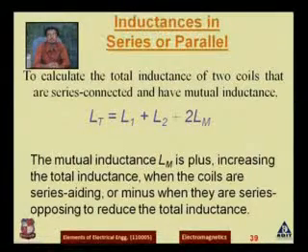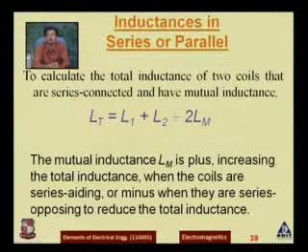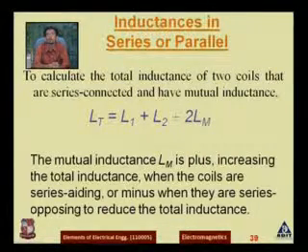Okay, before doing this, we will also see that to calculate the total inductance of the two coils, we can use the equation LT is equal to L1 plus L2 plus or minus 2Lm. The mutual inductance is plus, increasing the total inductance, when the coils are series aiding, or it gets subtracted when they are series opposing, to reduce the total inductance. Whenever we connect two inductors together, the mutual inductance may get added, or it may get subtracted, based on the connections.